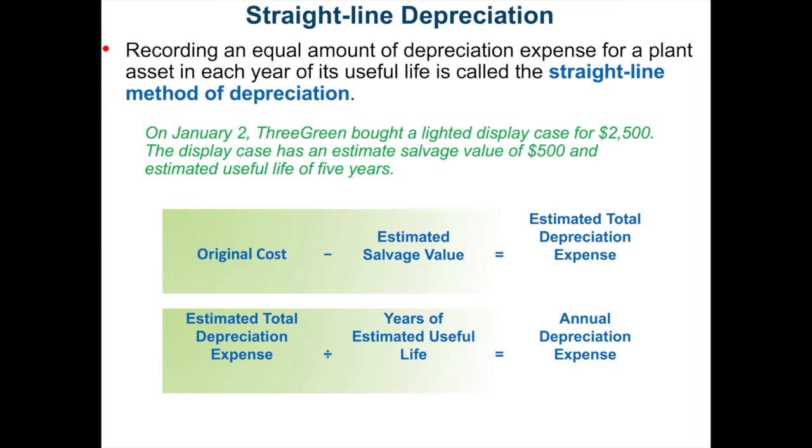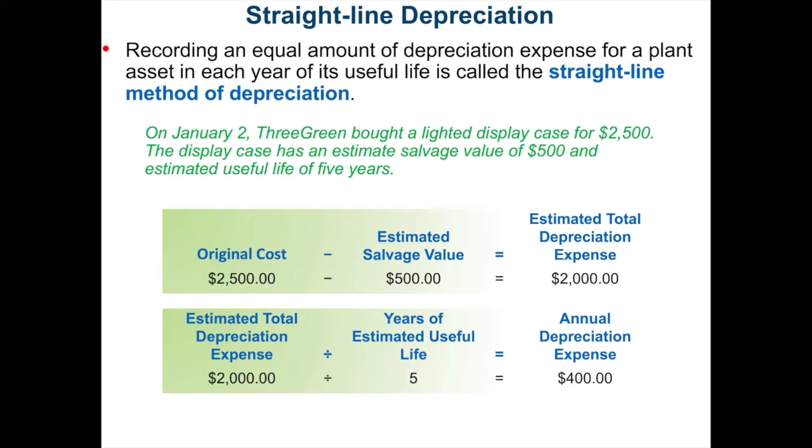So to figure out this $400, you take your original cost of $2,500 minus the salvage value, how much they think they're going to get out of the product when they sell it, of $500. And so the estimated total depreciation expense is $2,000. It's going to depreciate or go down in value by $2,000.